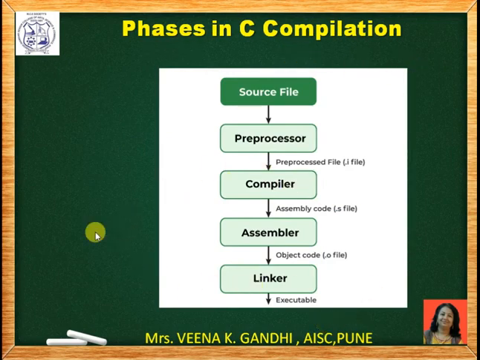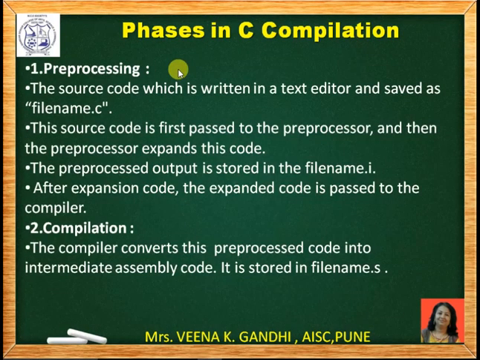As you see in the diagram, the source file is given to the preprocessor. The preprocessor processes all the directives and expands the code. This preprocessed file is given to the compiler. The compiler converts the preprocessed file into intermediate assembly code. The intermediate assembly code is given to the assembler to create the object file. This object file is given to the linker for linking the header files, and finally we get the executable code. So in C compilation there are 4 phases: pre-processing, compilation, assembling and linking. Let us see all these phases in detail.